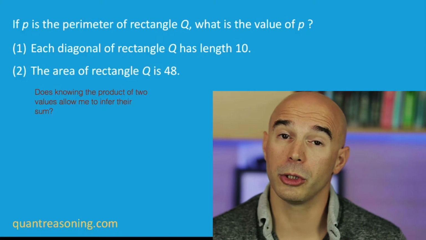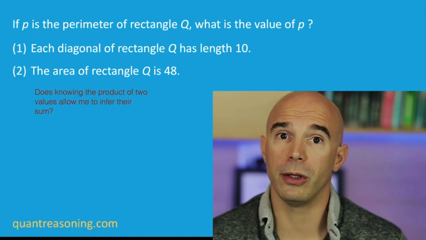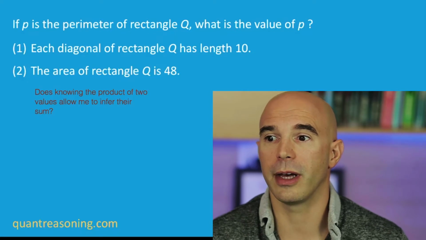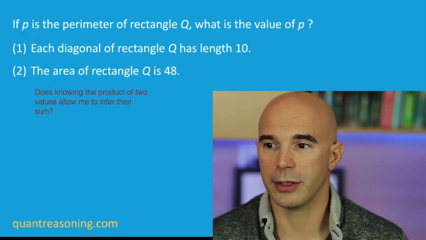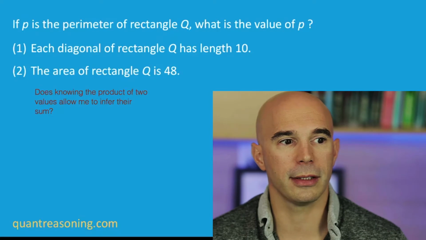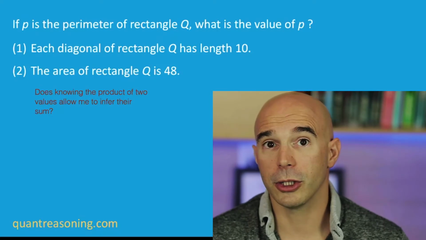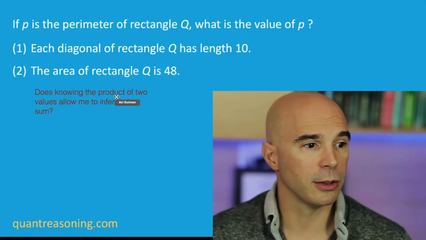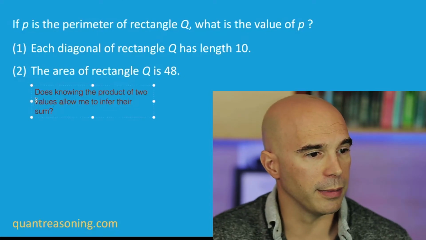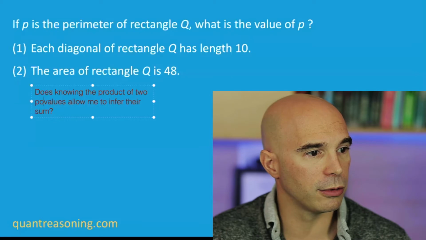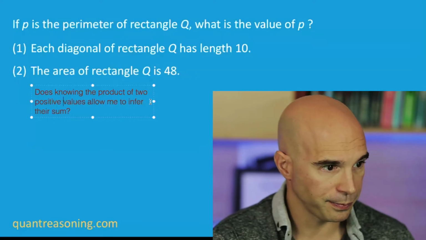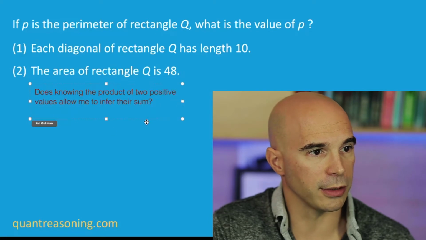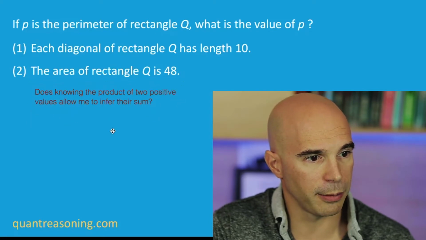We should be careful here because there is one more thing we know about these values, which is they're positive values. And I know that because it's geometry. So these are not just any random values, they're positive. Do they have to be integers? No reason to think that they're integers, but they do have to be positive. So let me put a finer point on my rephrase here. Does knowing the product of two positive values allow me to infer their sum? That's what this question is really asking. So what are some thoughts on that?